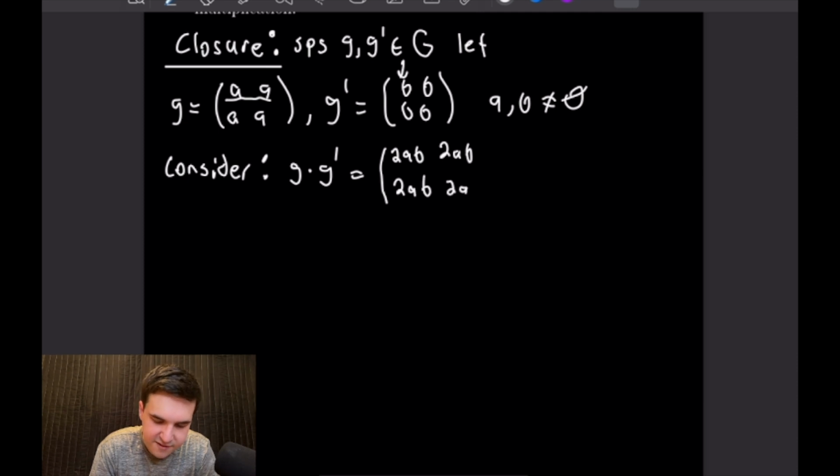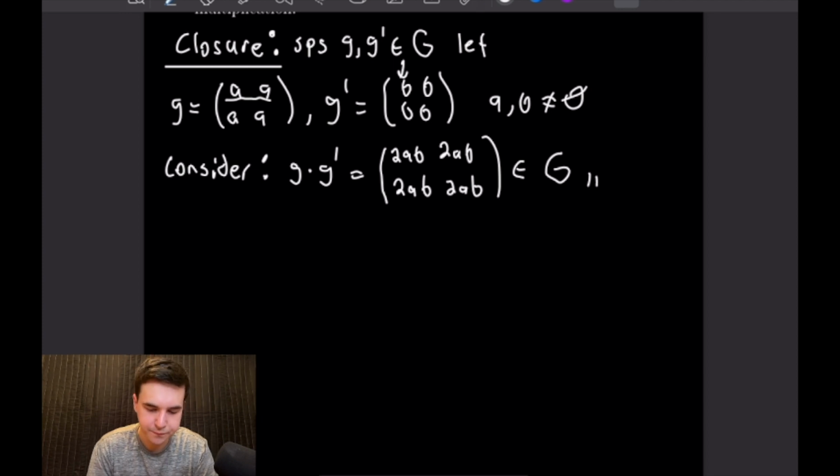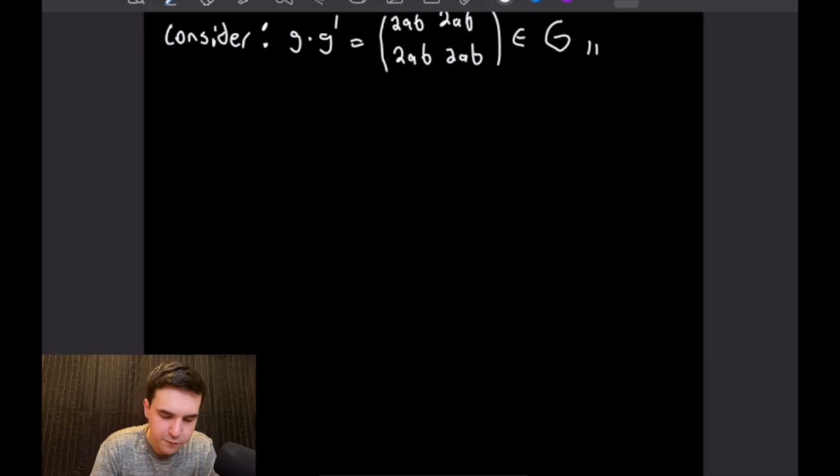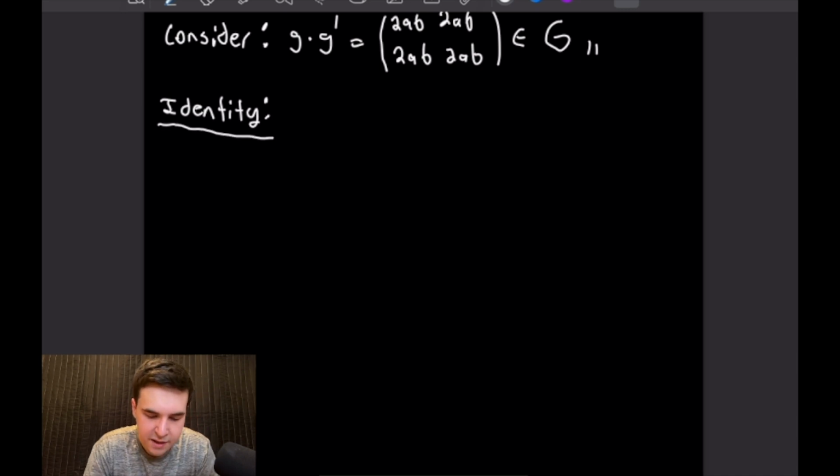Great. And since A and B are both non-zero, we can't multiply them together with 2 to get something that is equal to 0. So that means that g times g prime must be an element in G, and we have proven closure here. Great. So next, let's move on to proving the identity. To prove the identity, what we want to show is that there is an element which is in G, such that when we multiply it by any other element in G, it will just return that element. So we're going to start with the exact same setup that we did before.